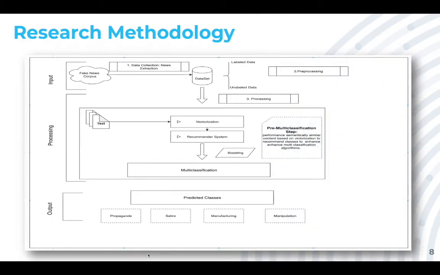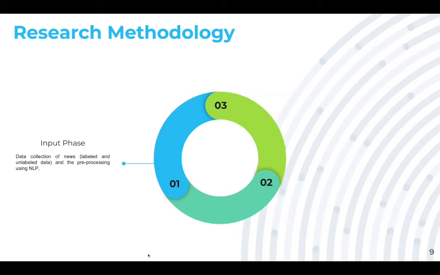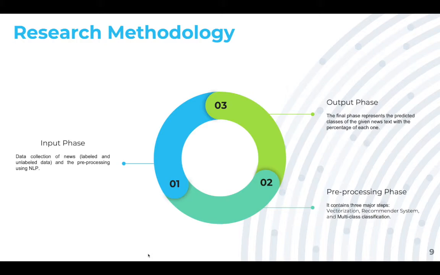So our research methodology can be categorized into 3 steps. The first one, the input phase, the second one, the processing phase, and the last one, the output phase. Starting with the first phase, the input step, we use 2 kinds of fake news identification datasets. The first one contains 3 types of fake news: satire, propaganda, and manufacturing, and the second one contains the manipulation form. Secondly, it's about the processing step. We use the vectorization and recommender system as a pre-multi-classification step to boost and enhance the self-training algorithm used for multi-class classification. Thirdly, it's about the output phase, which contains predicted classes of the given news text with the percentage of each one.